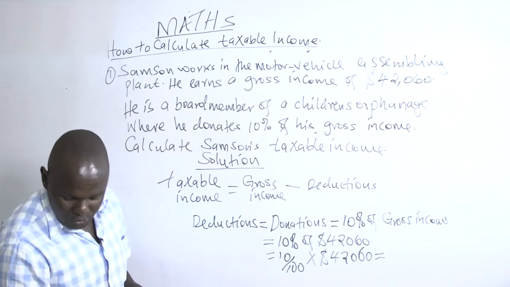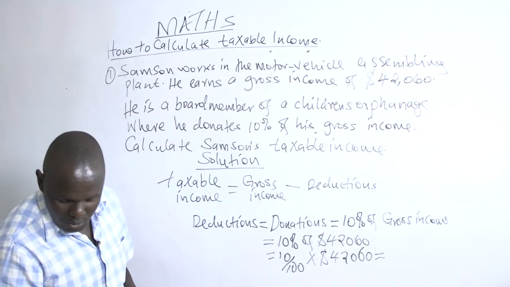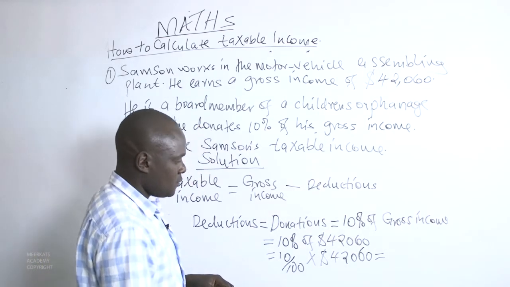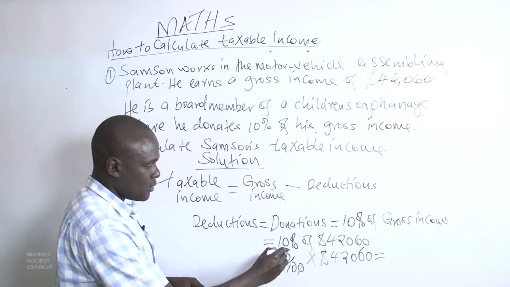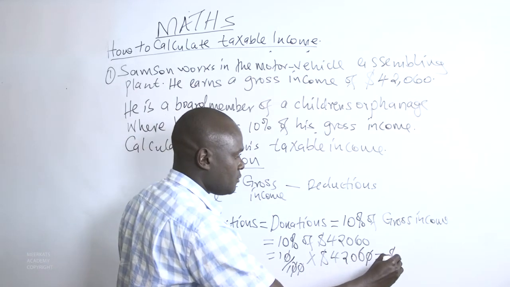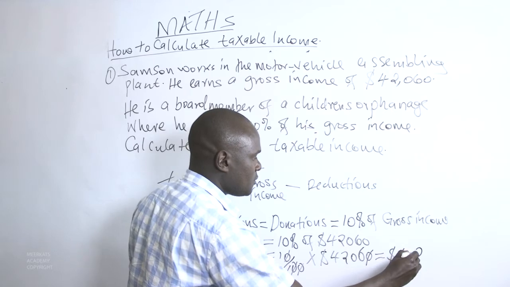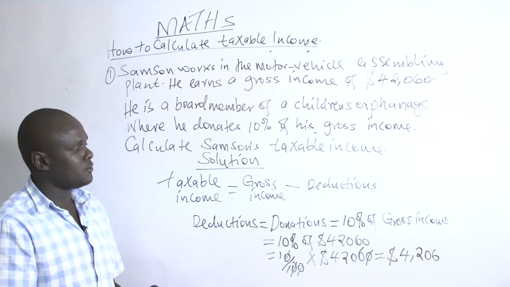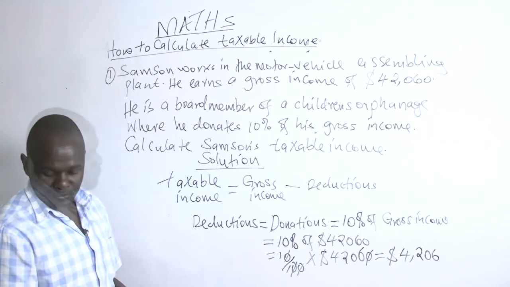And these donations will be equal to, this 0 can cancel with this, and this can cancel with this. So our donations will be $4,206. Those are the total donations.